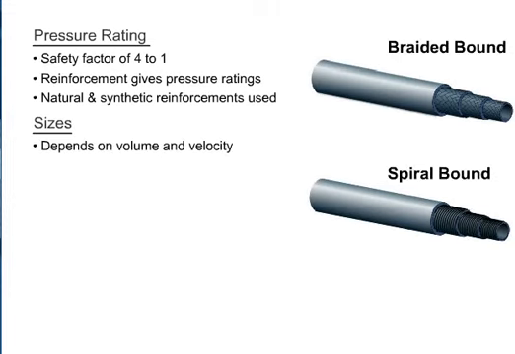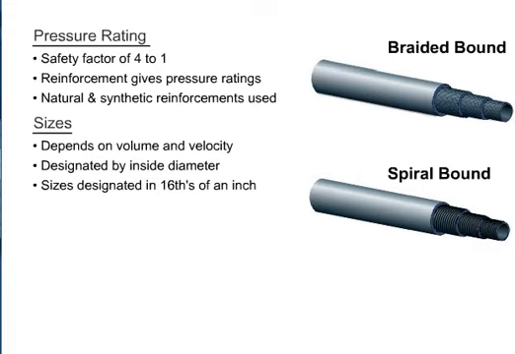Required hose size depends on the volume and velocity of the fluid flow. Unlike pipe and tubing, hose sizes are designated by ID or inside diameter. Sizes are designated in 1/16 of an inch by using a dash and a number, equivalent to the numerator of the fraction. Example is -8 or 8/16 or ½ ID.